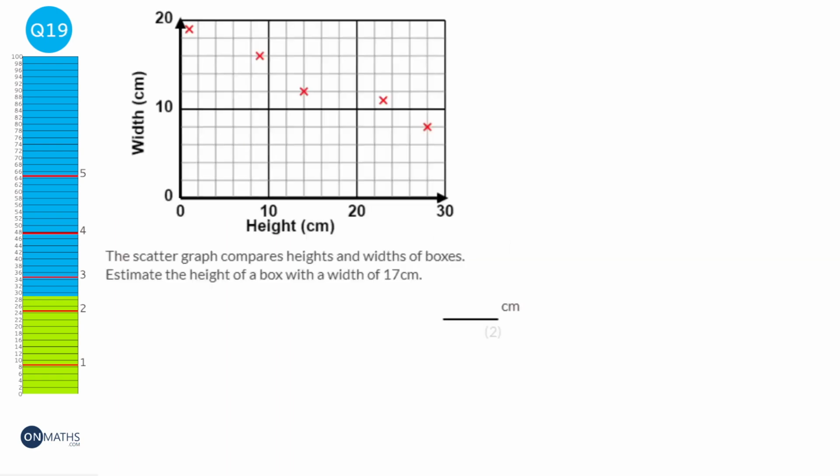Whenever we have a scatter graph, chances are we'll be drawing a line of best fit, so that's what we'll start off with. It says we're looking for an estimate of the height of the box with the width of 17. So 17 is here. The width of 17 will be a line across, let's try and get this just right, line across there. And what we do is we draw a line down when it hits the line of best fit. Looking at the scale here, this seems to be going up in 2s, so this line here would be at 3.